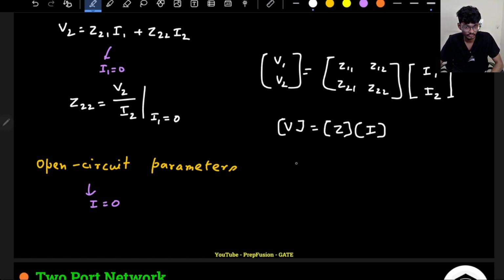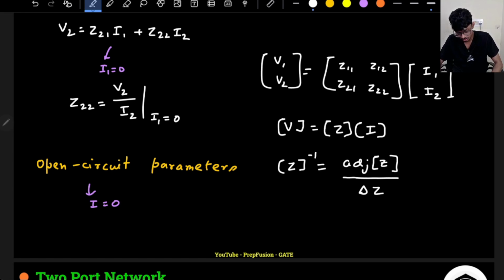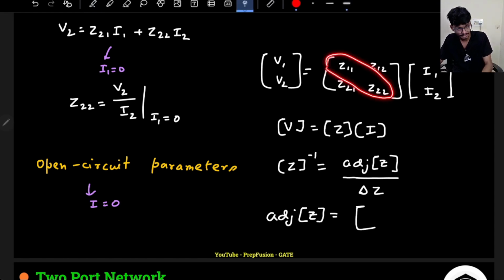To find the inverse of any matrix, the basic thing is you write the adjoint of that matrix divided by the determinant of that matrix, divided by the determinant delta Z. So what is the adjoint of A? For a 2 cross 2 matrix, the adjoint is very simple. We just swap the main diagonal elements and change the signs of the off diagonal elements.